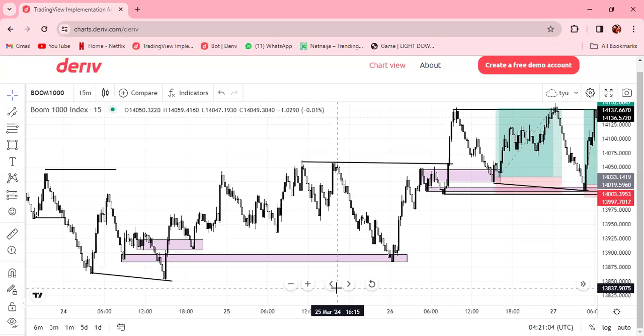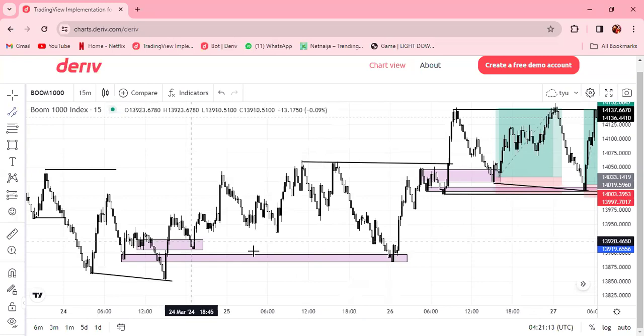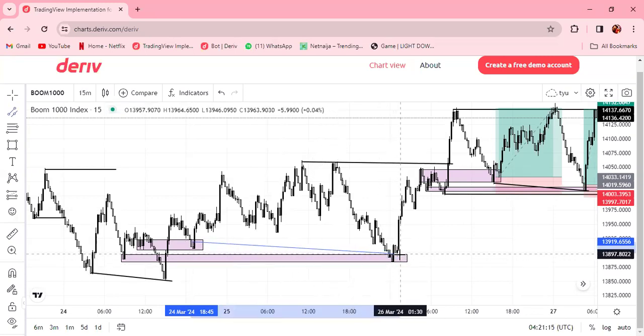QML, right? So there is a QML. Then in this case, where is our divergence? Our divergence is in the first entry and the second entry, right?